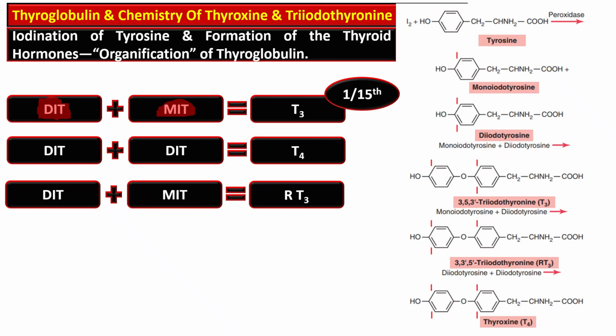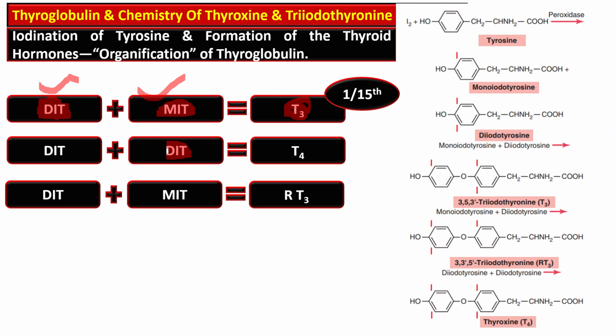So T4 comprises about 93% of the secreted hormone we have seen earlier. It is formed by two DIT molecules coupling together, while T3 is formed by the coupling of one diiodotyrosine and one monoiodotyrosine together, and this T3 comprises about 1/15th or 7% of the hormone that is present in the blood.